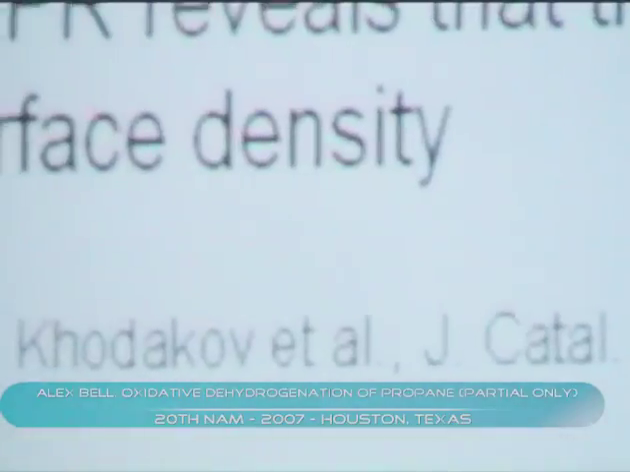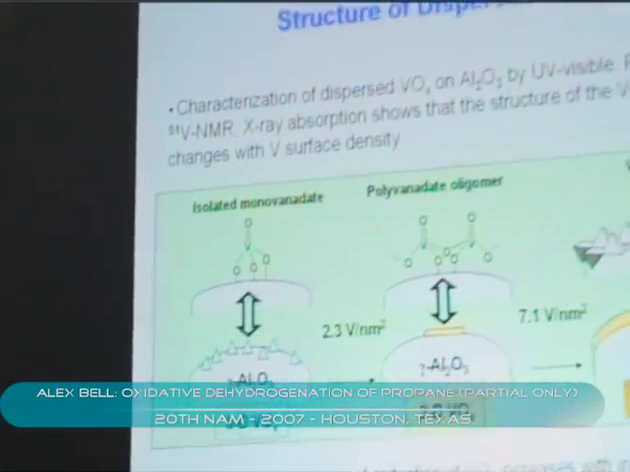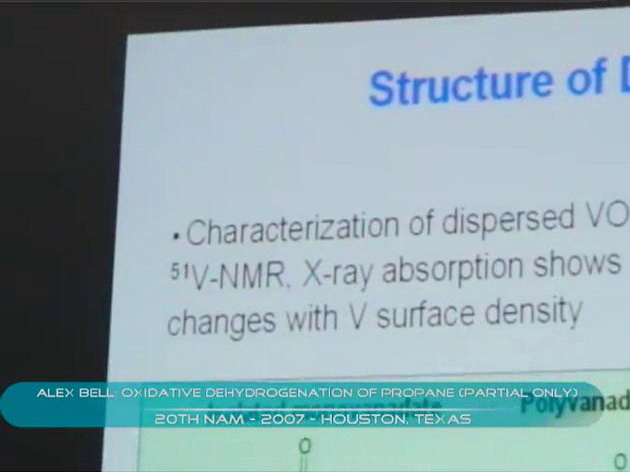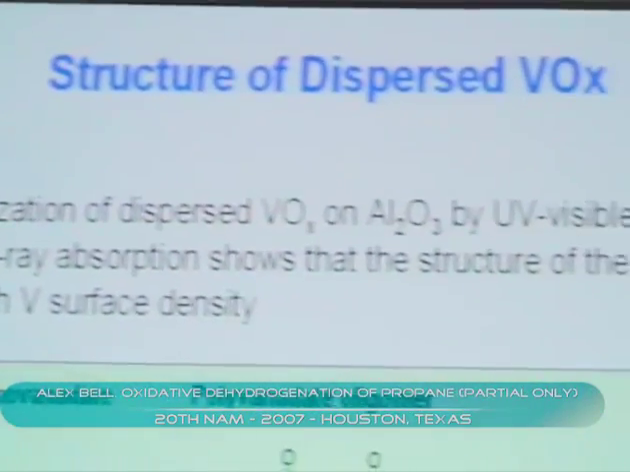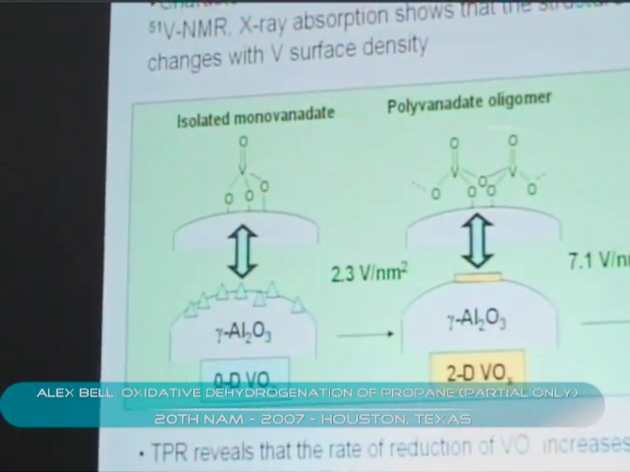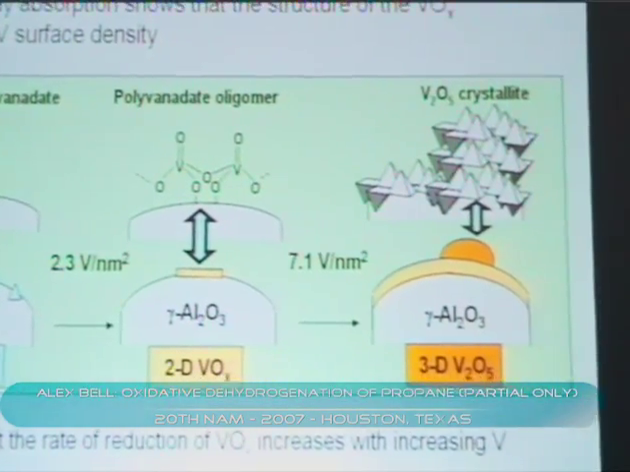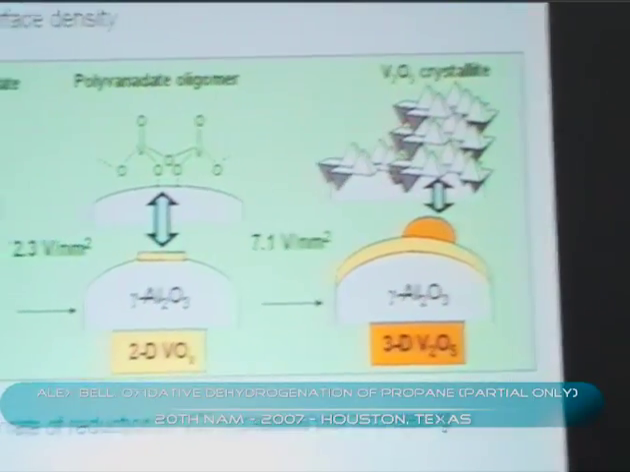So we have prepared vanadium on alumina catalysts using a variety of sources. And what we find is that as we vary the loading of vanadium onto the alumina, the structure evolves in a systematic fashion. So that at very low loadings, here we see evidence for isolated vanadate species. As you go to higher loadings, you get polyvanadates. These are two-dimensional structures that look like strings and eventually like sheets.